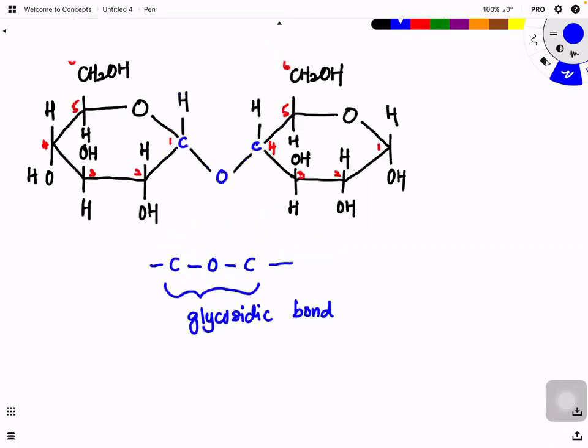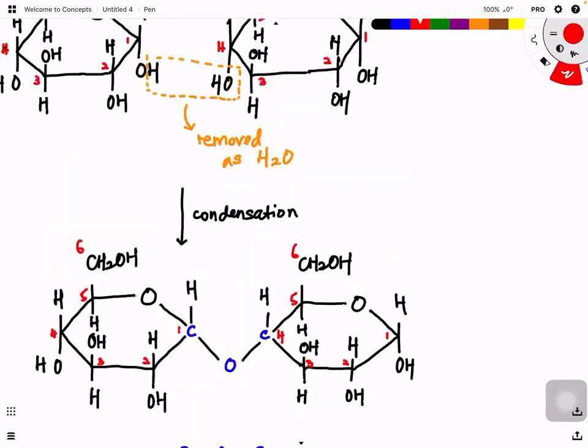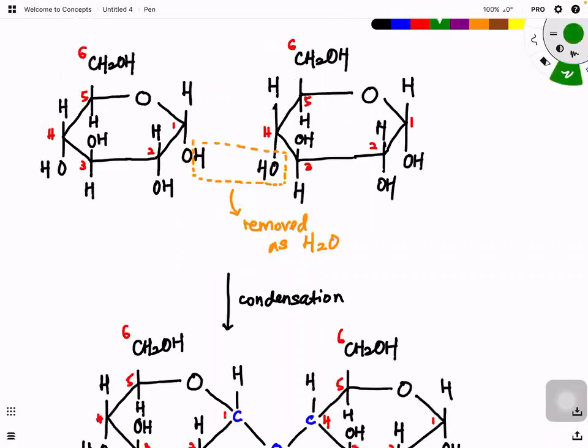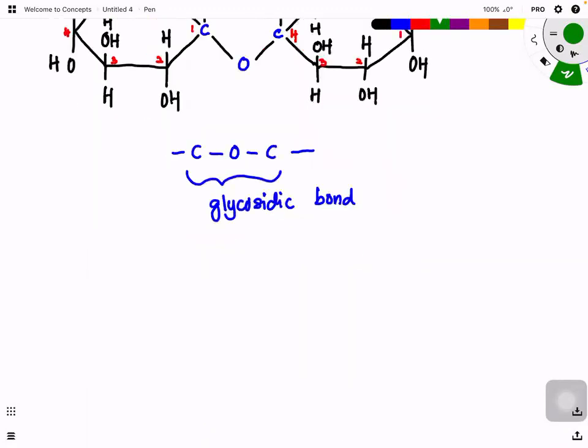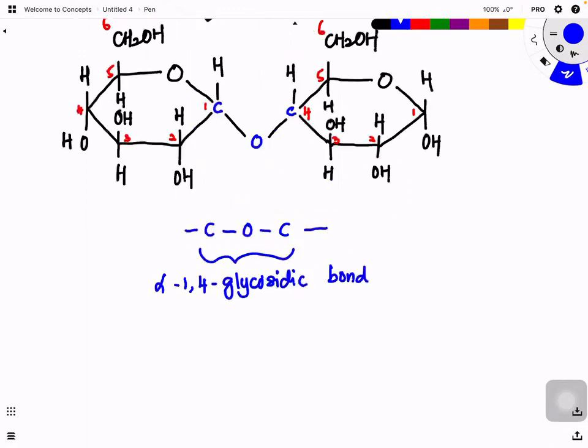But for maltose, we know that we are using alpha glucose with alpha glucose, and they join at carbon 1 and carbon 4, correct or not? So therefore, this bond, we give a specific name only for maltose. At this moment, only for maltose. So it's alpha 1, 4, to be more specific. So this bond here is termed as alpha 1, 4 glycosidic bond. The rest of the disaccharides, you just need to name it as glycosidic bond, full stop. That's all. Are you clear? Okay, any question?